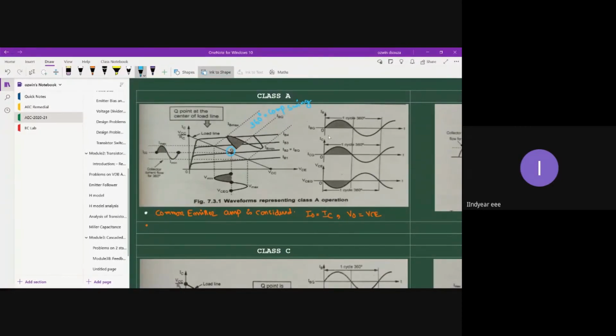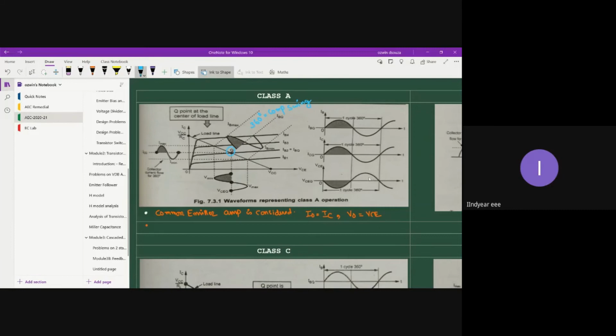Okay, now let us look at the waveforms. So this is your base signal, which exists for one complete cycle, that is 360-degree, because one cycle is equal to 360-degree. Due to which there will be a complete flow of collector current, and also you will have a complete collector to emitter voltage signal. Okay, now if you observe your output voltage, your output voltage is starting from negative cycle.